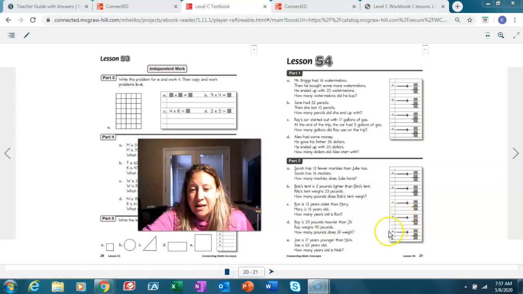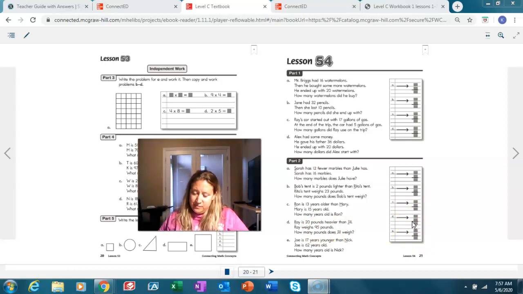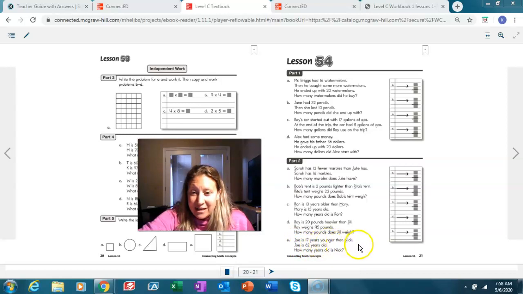Now replace R or J, and it told us about R. So replace it, write down the problem and work it. And did you get 75 as your answer? Fantastic. Let's do our last problem here together. Joe is 17 years younger than Nick. Joe is 62 years old. How many years old is Nick?